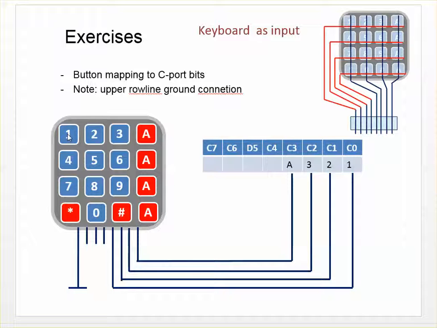So key 1 goes to C0, key 2 goes to C1, and so on. And that common line here, the upper horizontal line, goes to ground. So it means that if I press 1, then this C0 bit is connected to ground, and if I press 2, C1 is connected to ground, and so on.